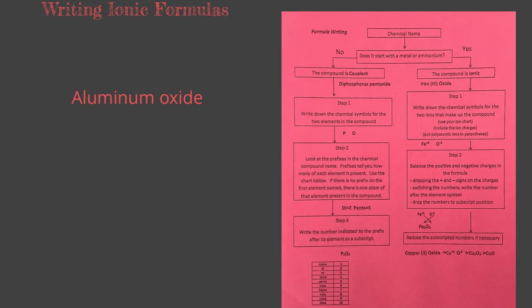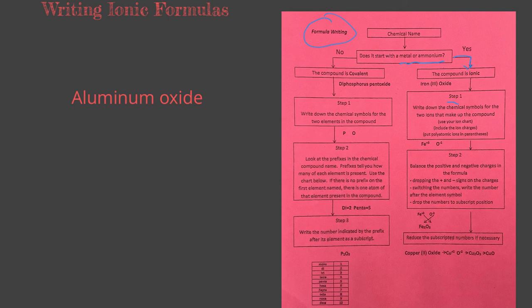Okay, the next example, we're still on the front page of your ionic bonding packet, would be if we're given the name, how do we change that into a chemical formula? So if we give you aluminum oxide, how do we change that into a chemical formula? So we're going to look at the other side of your reference sheet, and this would be the one for formula writing because we want to write a formula. So does it start with a metal or ammonium? Aluminum is a metal. It's on the left side of that step line. So yes, it's ionic.